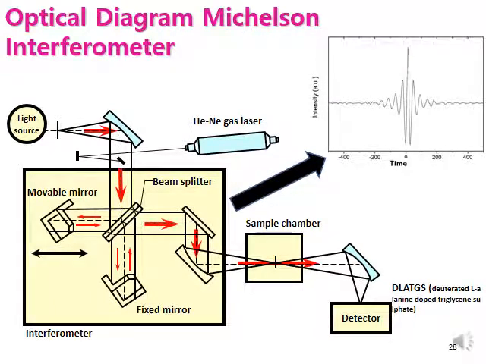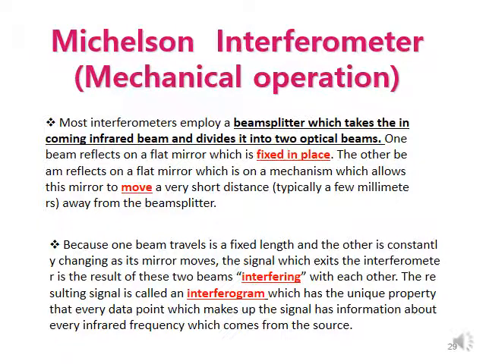You can see that this is what we call an interferogram. We can identify whether the analysis is good or not by referring to the interferogram. Now we go further into the Michelson interferometer. This is the mechanical operation part.